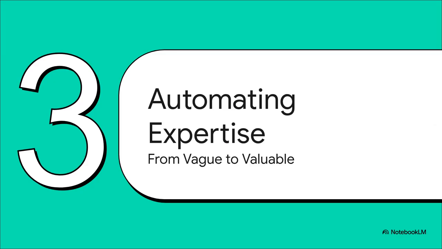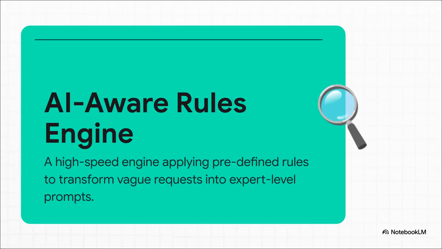Okay, so now the system knows what you're asking for, help with a technical bug. Now it can move on to the how, and that's all about automating expert prompts. And this part is handled by the AI-aware rules engine. Now, the best way to think about this is like a super fast engine that runs on a set of predefined, expert-level rules. It doesn't need to make a slow, expensive call to a big language model. It just applies these proven rules to instantly transform your vague request into something structured and actionable.